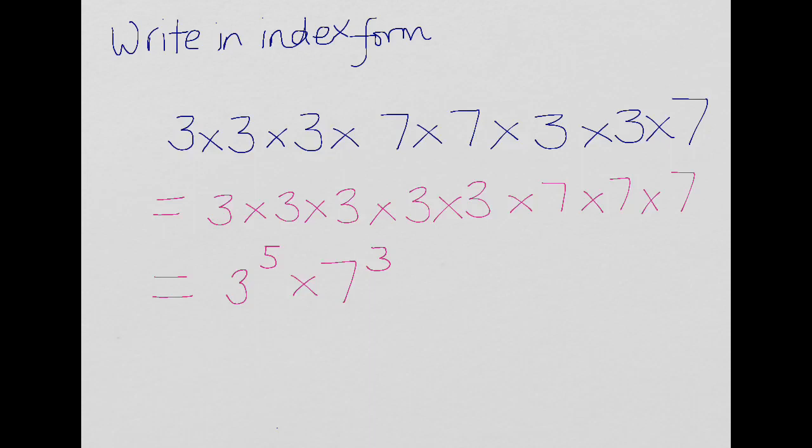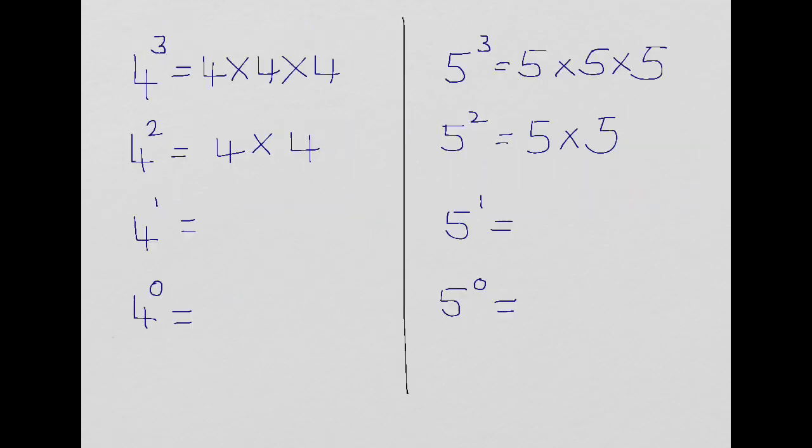So that's some basics to start with, and we've just learnt about the importance of the power and what it actually means. So now, moving this on a little bit to understand more about index form, I want us to look at some patterns. What you'll notice here is I've written 4 cubed, which is 4 multiplied by 4 multiplied by 4, then 4 squared, which is 4 multiplied by 4.